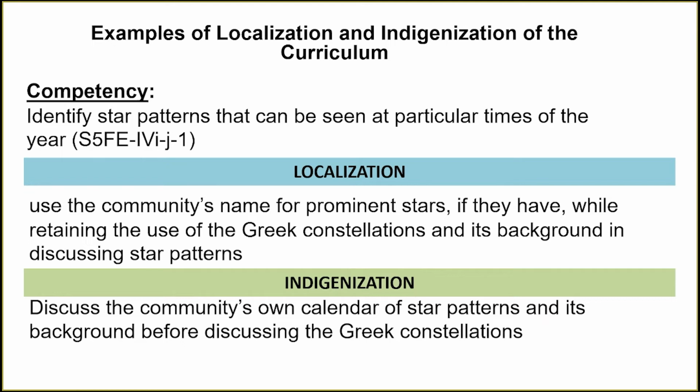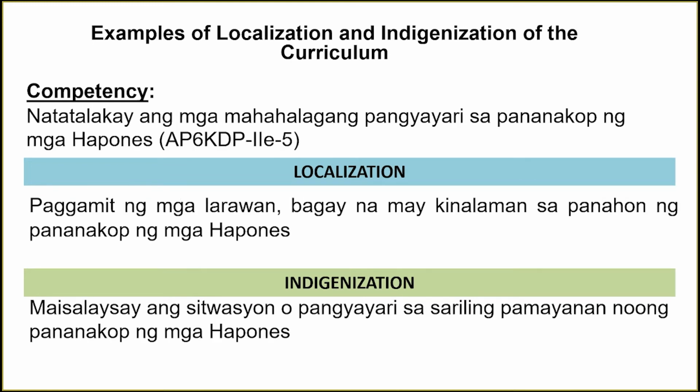Okay, so if there is a community calendar in the community. Okay, so more examples are written here. In Tagalog, nagtatalakay ng mahalagang pangyayari sa pananakop ng mga Hapones. Okay, sa paggamit ng mga larawan, bagay na may kinalaman sa panahon ng pananakop ng Hapones, or if there are ancient stories in their areas about the colonization of the Japanese people, no? And then indigenization, may isalaysay ang sitwasyon o pangyayari sa sariling pamilya noong pananakop. So it's higher already because it's a story, it's a known story, no?